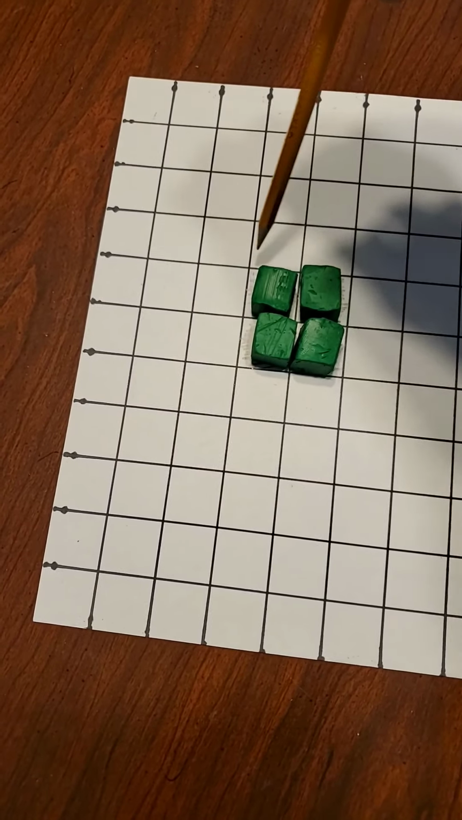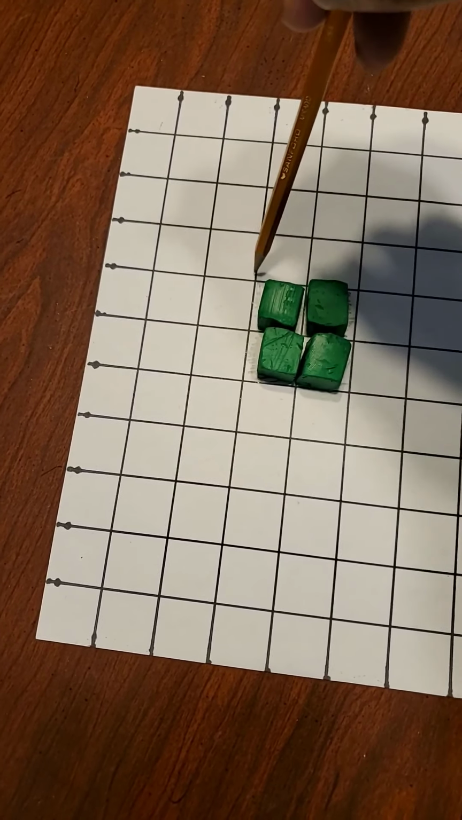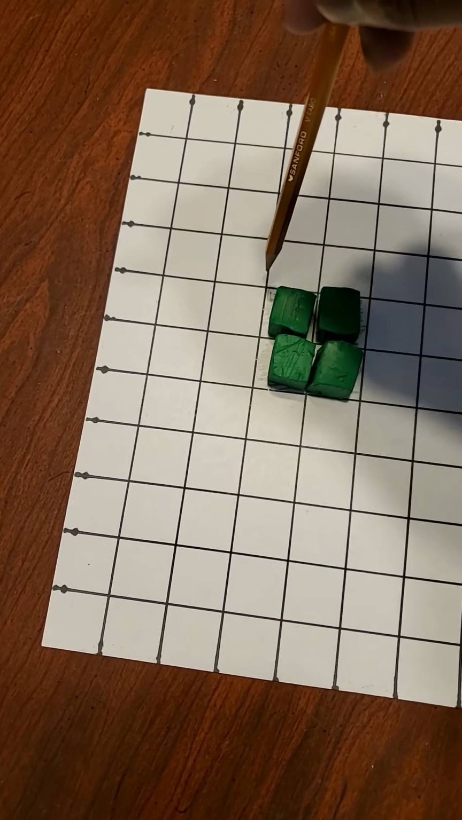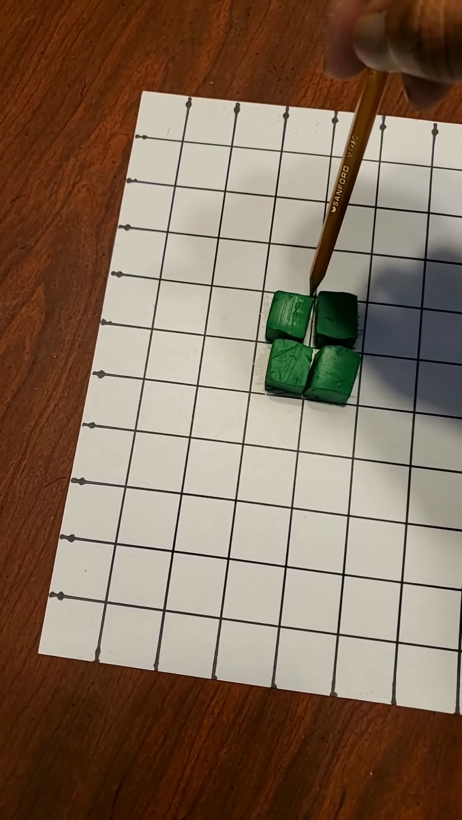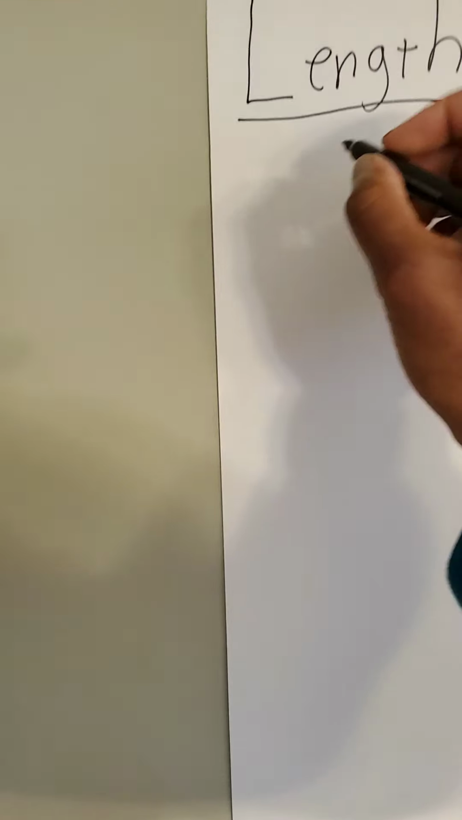So this is our length. What is our distance from here to here? How long is it from here to here? Remember, once again, each side is about 1 inch. So this would be 1 inch, 2 inch. So the length of our house is 2 inches. So let's go ahead and write 2 inches on the board.